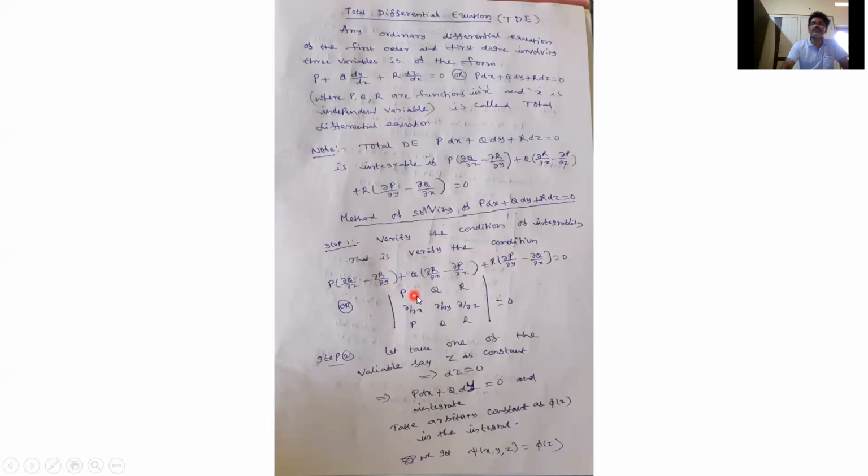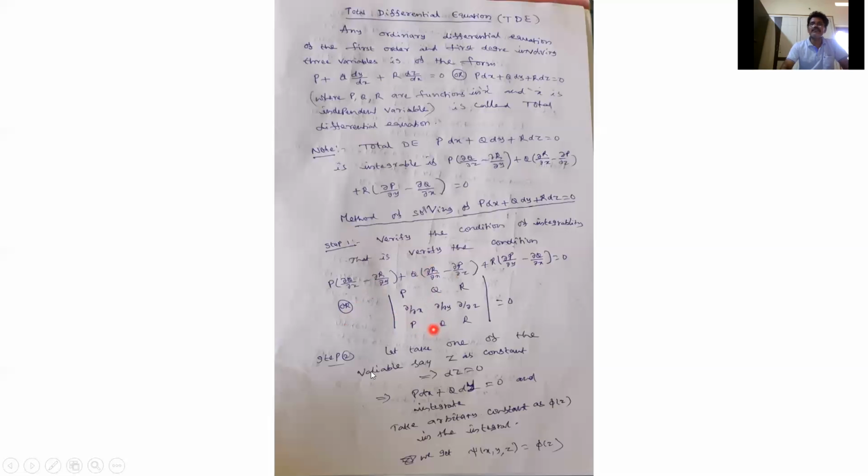Or we can simply write this as the determinant with rows P, Q, R; ∂/∂x, ∂/∂y, ∂/∂z; P, Q, R. Simply find this determinant. If it is 0, then the given total differential equation is integrable. Simple. So how to solve this when it is integrable? How to solve this total differential equation?